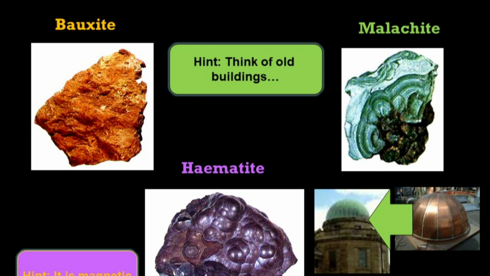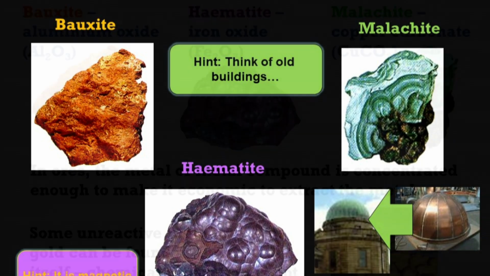And it isn't necessarily obvious. Here's a clue for hematite, it's magnetic. Here's a clue for the malachite. If you think of old buildings such as this in London, one of the towns, that's what it originally looked like, and this is what it looks like now. Bauxite is definitely much harder.